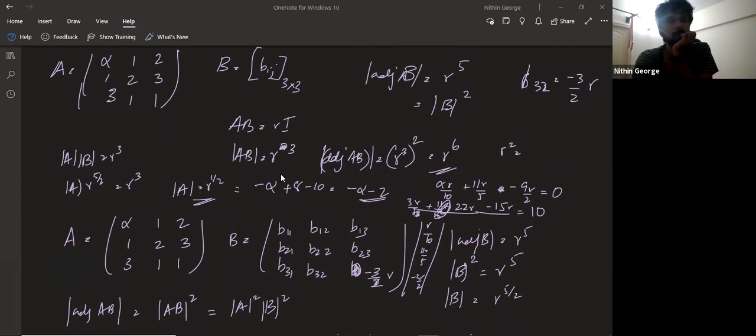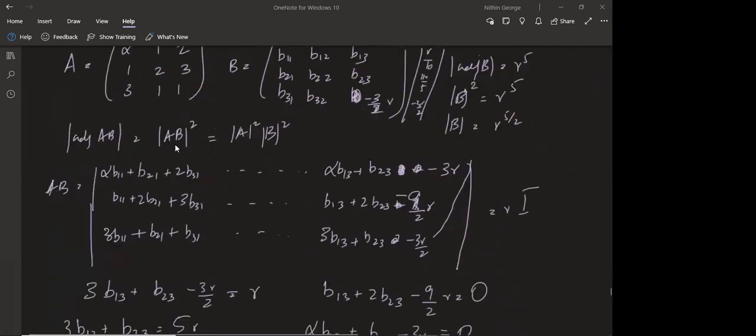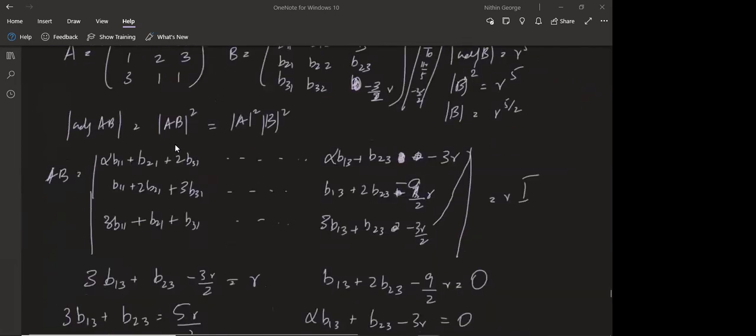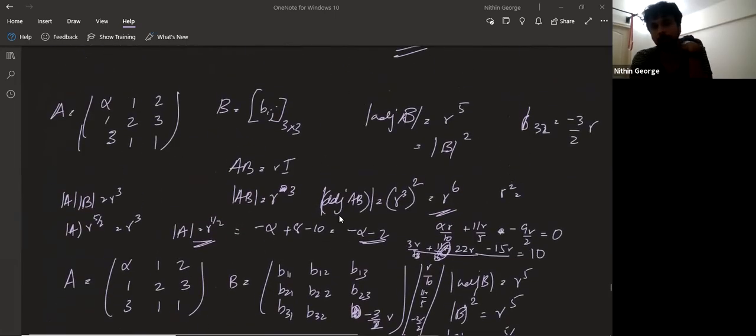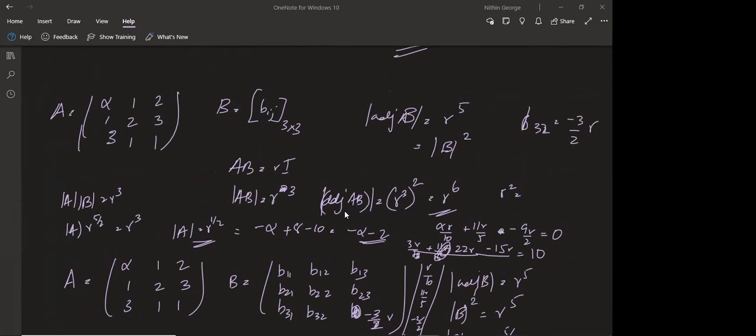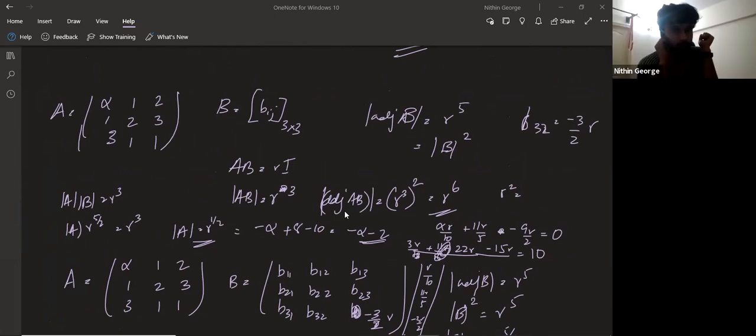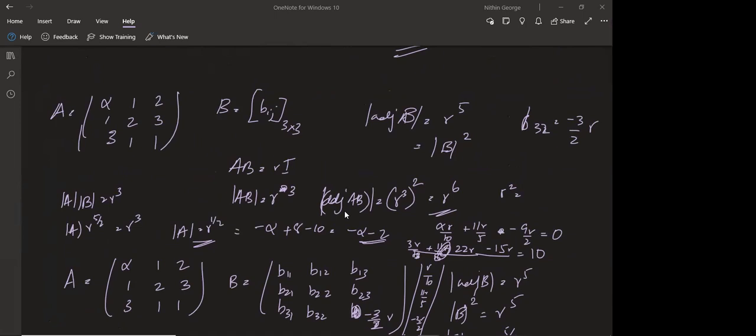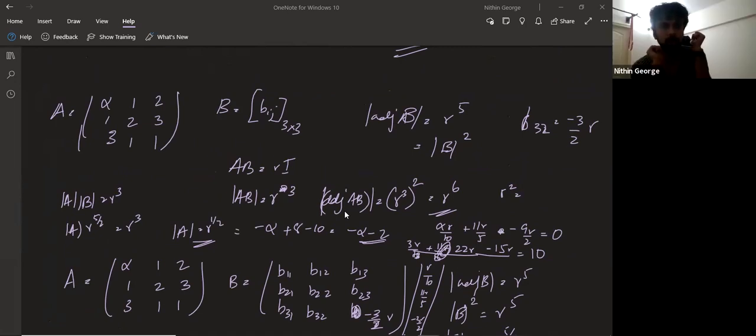I was facing the same problem about reduction. What I thought was, determinant of adjoint of AB is nothing but determinant of AB squared, right? Yes, sir, we can write it like that also. So determinant of AB was R cube.